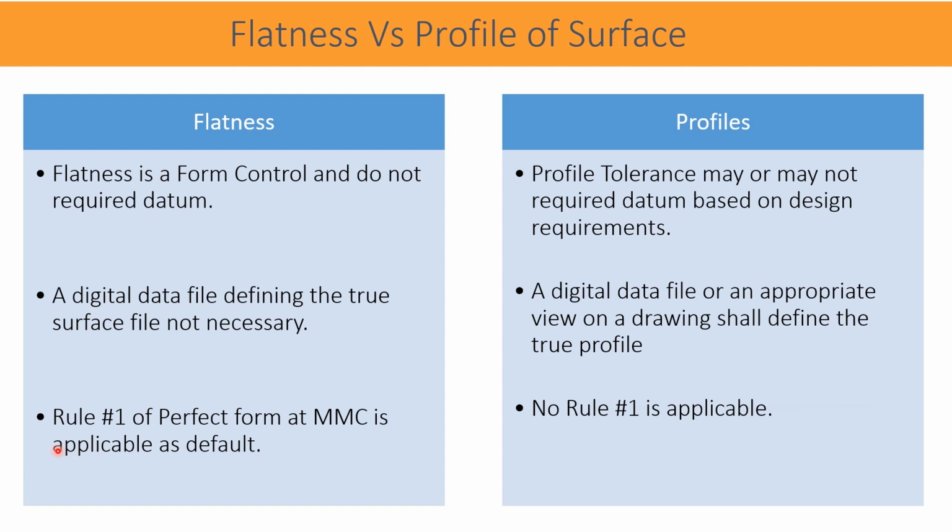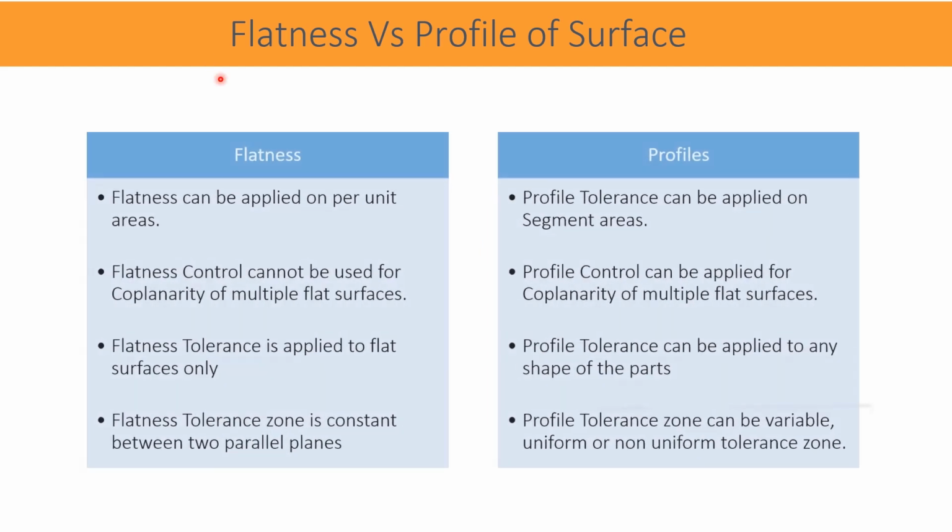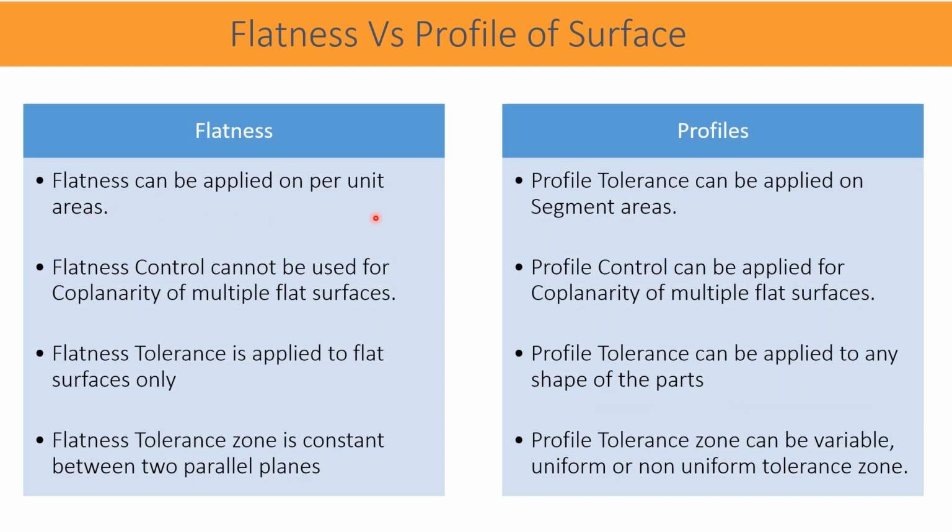In case of flatness, rule number 1 of perfect form at MMC is applicable as a default rule, while for profiles rule number 1 is not applicable. Flatness can be applied per unit area, while profile tolerance can be applied on a segment or length areas.